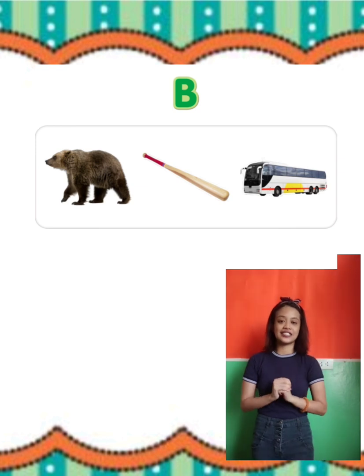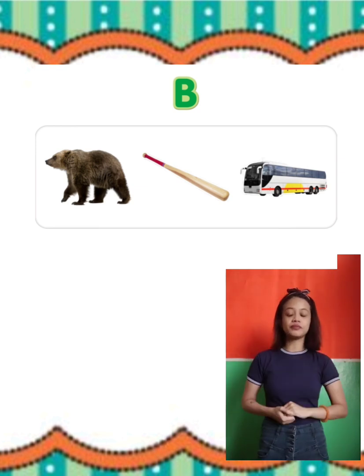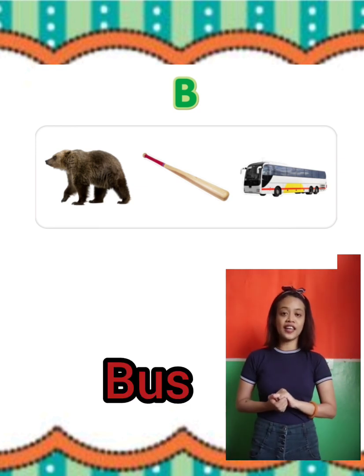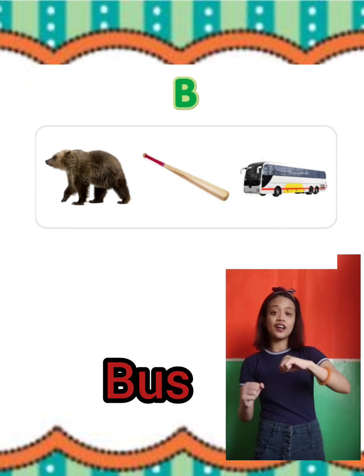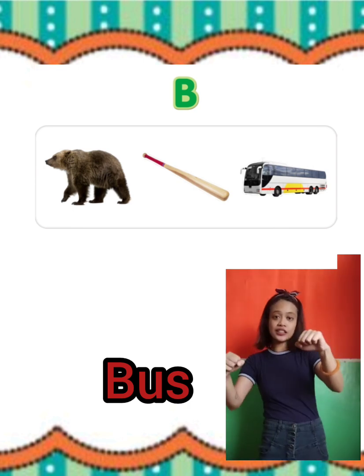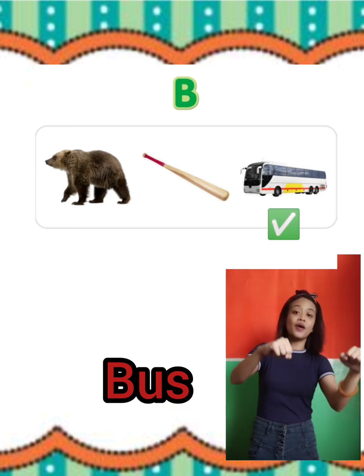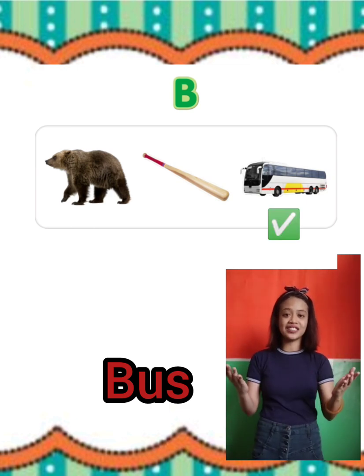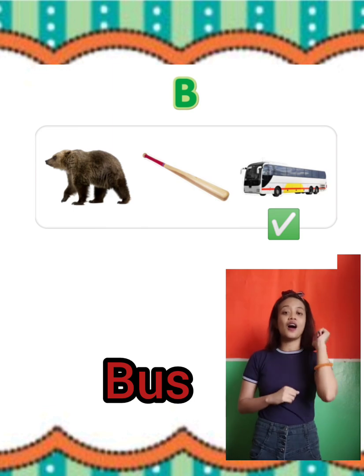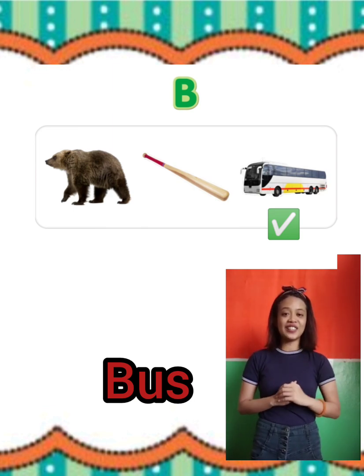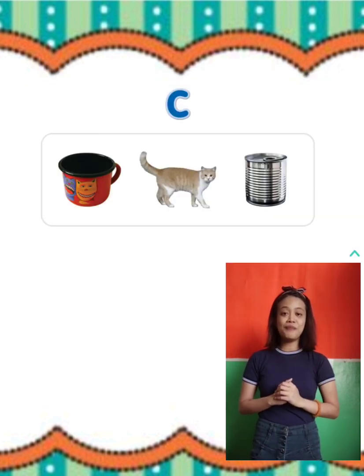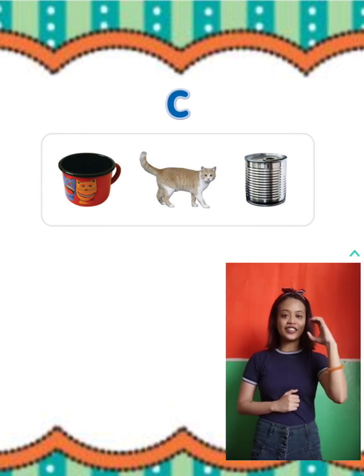Okay, next! Number two. Can you recognize where is the bus? Bus! The wheels on the bus. Bus! Where is the bus? Alright! Very good! You did it! B for bus. Next! Letter C.